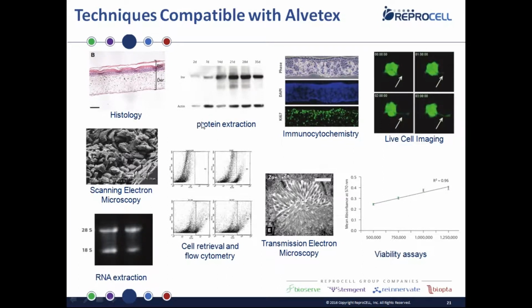So as I mentioned before, we have compatibility with a huge amount of applications and routine applications that people will be expecting to do with their 2D culture. Yes, we can do it in Alvetex. And here are just a few visual examples. So you can see for yourself, we can do a little bit of everything, and protein extractions look clean, RNA extractions look clean. You can even retrieve cells from 3D and do flow cytometry with it. Very good for microscopy because it's very stable.